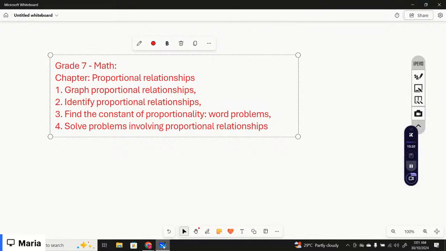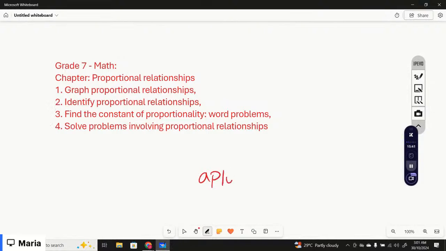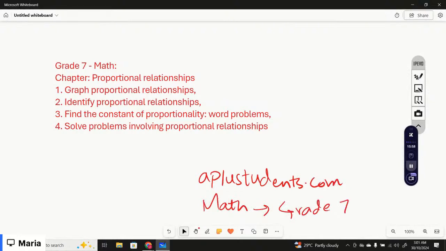We are here for grade 7 math. You can find all the lessons on aplusstudents.com. You have to log in there using your email address and password as provided by the administrator. Then you have to select math from the subject tab. Scroll down to grade 7 math and then click on view all lessons.